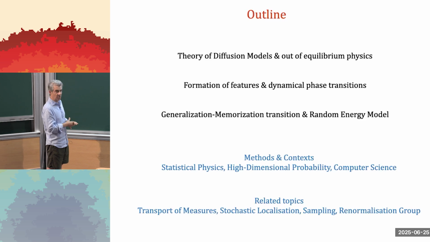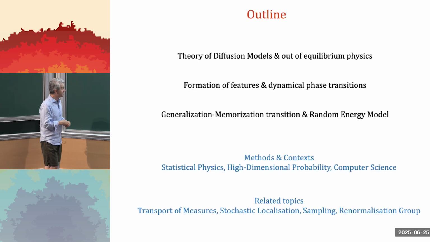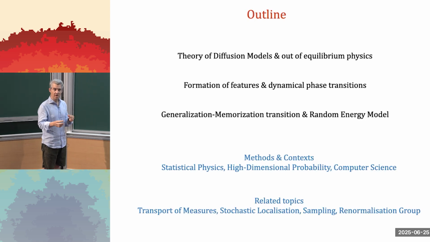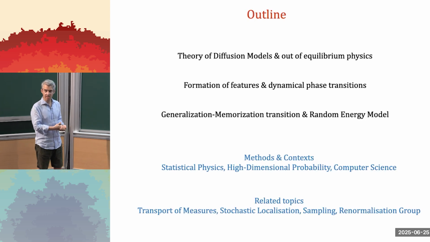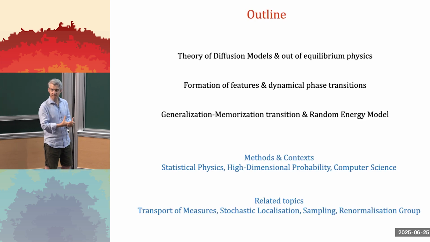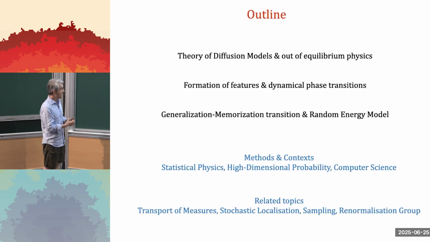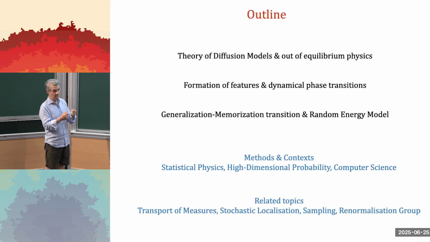So the nice thing also, I think, of this topic is that it's really at the crossroads of many different fields. The methods come from statistical physics, if you want to study diffusion models. But then there are methods which come from high-dimensional probability and probability in general. And then, of course, methods that come from computer science. And also, during this lecture, we are going to look at this problem from the lens of computer science.